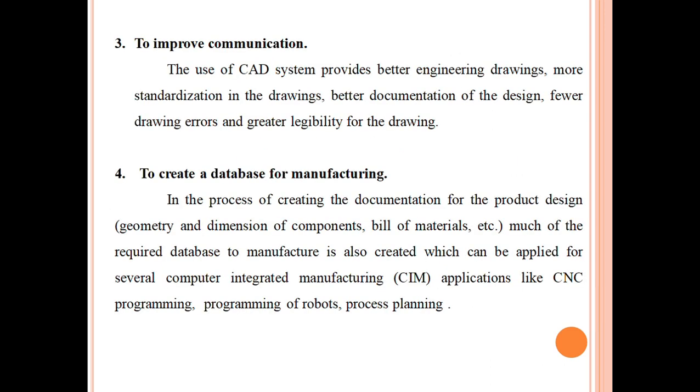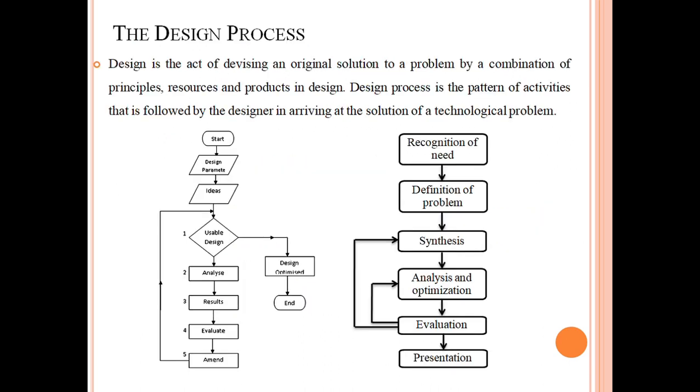This is how you improve the communication. If you draw in a sheet within CAD, the engineering dimensions are standardized, with better documentation of the design. If you shut out the error, it goes to the next level. This communication is the database of manufacturing. In manufacturing, there is the bill of material and then the geometrical model. It is used for computer integrated manufacturing applications like CNC programs, robotics, and process planning.